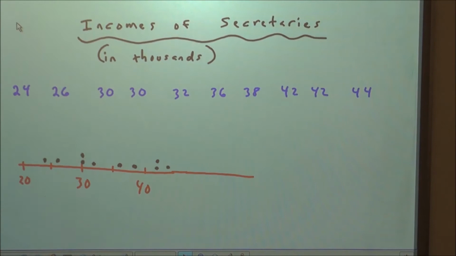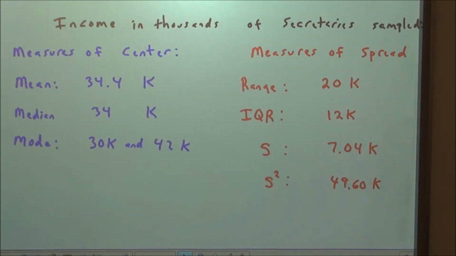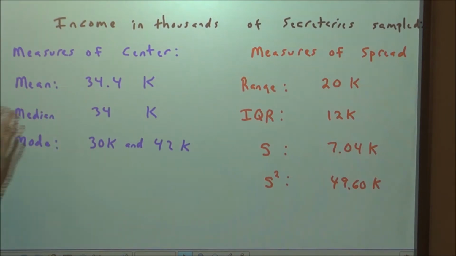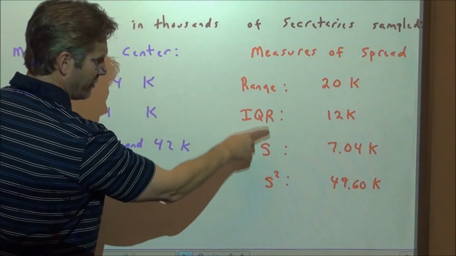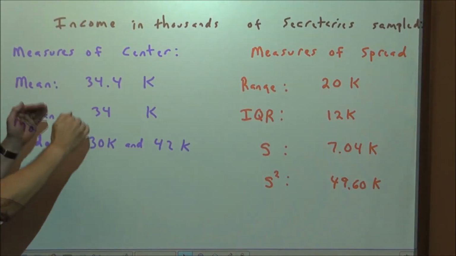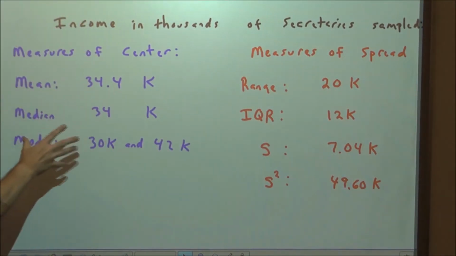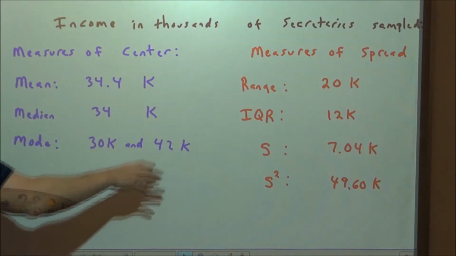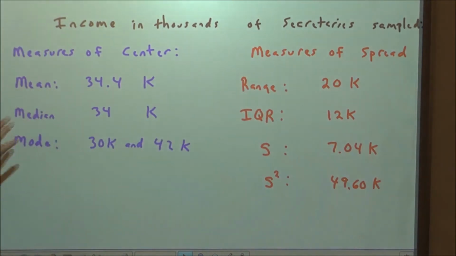Let's go back to the incomes of secretaries in thousands, this distribution that we had before. And we had these measures of center and those measures of spread. Notice that the mean and the median were very close to each other. This standard deviation is very comparable to that interquartile range. The measures of center don't differ much because the distribution was fairly symmetric. And these measures of spread in the overall scheme of things don't really differ too much.